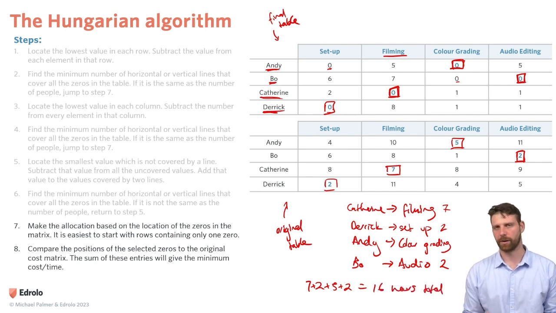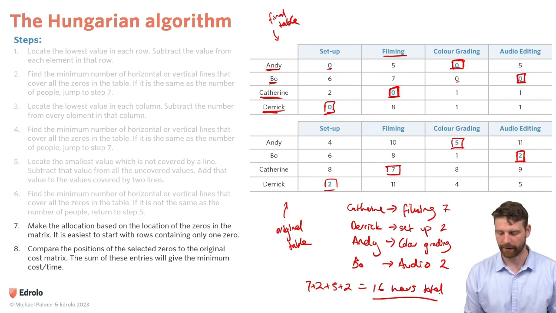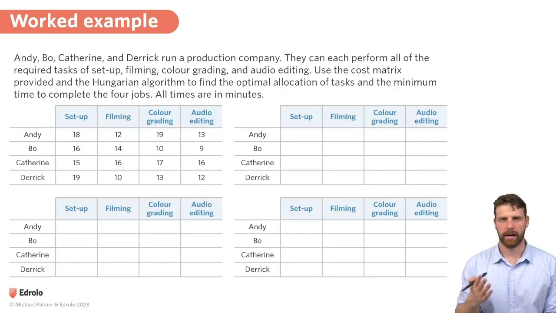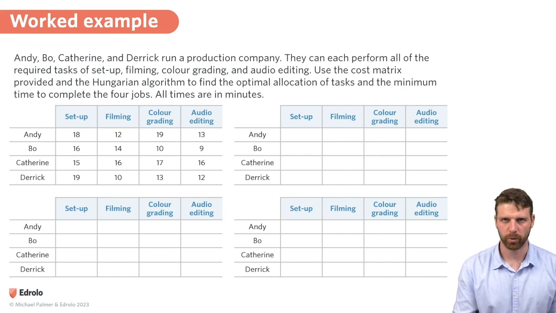If you allocated the jobs another way, you'd get a different total time. I should be clear here, the one that we've found is the best case scenario. Okay, so we've got to perform the algorithm here all in one step. Let's read the worked example and then I'll summarize what I'm going to do before I do it.